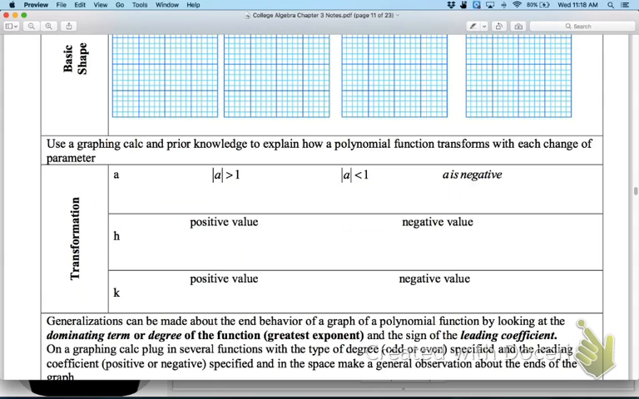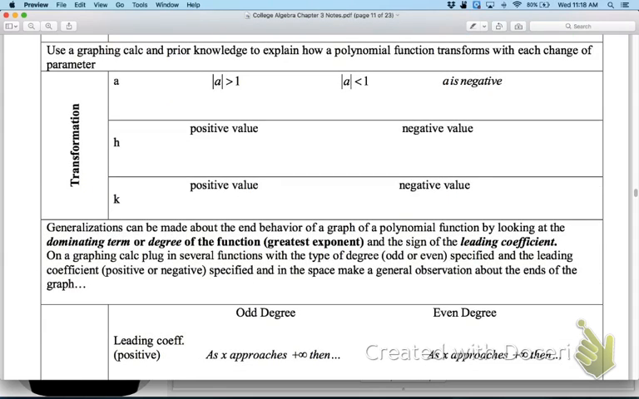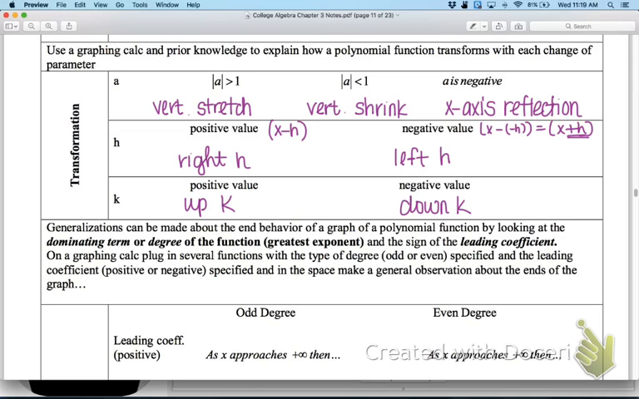Now, this is just a refresher over your transformation rules. If we have a value of a that is greater than 1, that's a vertical stretch. If it's less than 1, it's a vertical shrink. And then if it's negative, that causes an x-axis reflection. And then if you remember h and k, those are the ones that give us the shift either left, right, or up and down. So those rules look like this.